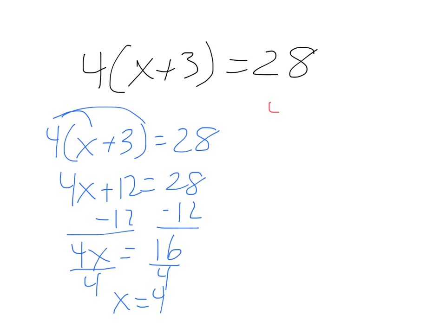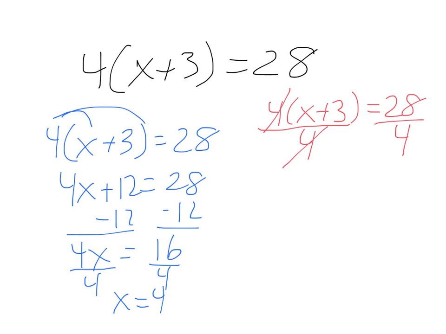Another way is I could take the 4 times x plus 3 equals 28, and I could divide both sides by 4. By doing that, the 4's cancel out. Because it's part of a multiplication, think of it as a prime factoring situation where you just can cancel that out. So I'm left with then x plus 3 equals 7. Well, then if I subtract 3 from both sides, I get x equals 4. So either one of those ways works.